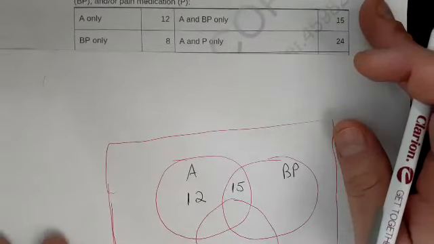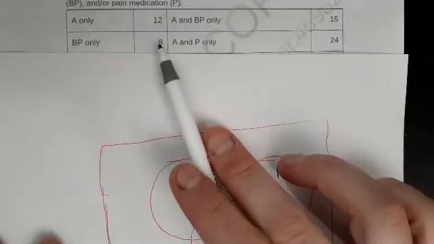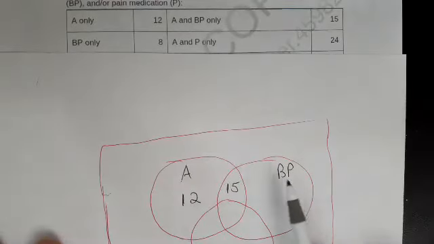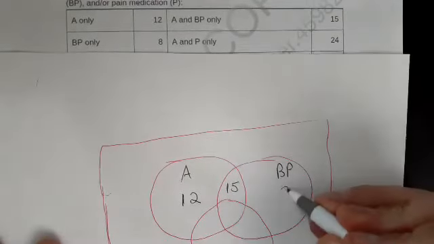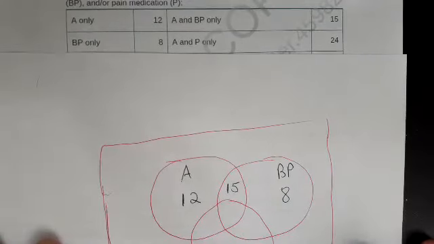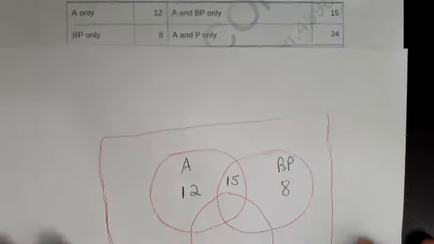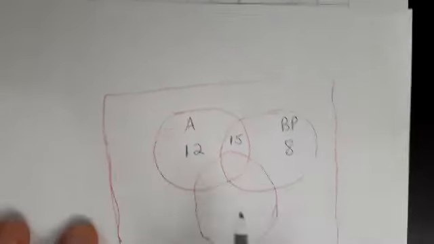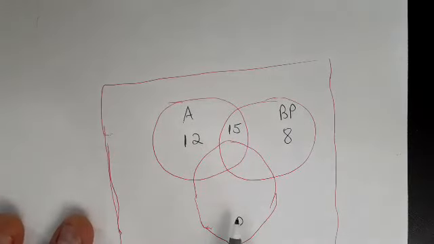If we want BP only, now we're doing BP only. It should be in the BP circle and in no other circle. 8. And now we want to go A and P. So now we go A and P.